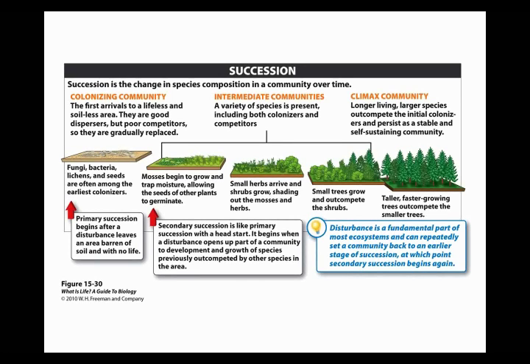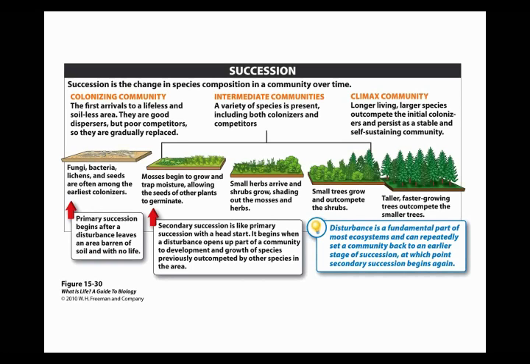The first species that are going to come and colonize the area are called the colonizing community. Those are the first arrivals to a lifeless and soilless area. They're good dispersers but poor competitors. So fungi, bacteria, lichens, seeds, that's often the first thing that we find in a barren community. The next thing that we see is things like mosses that begin to grow and trap moisture, which allows other seeds and plants to germinate. Finally, small herbs and shrubs grow, grasses.